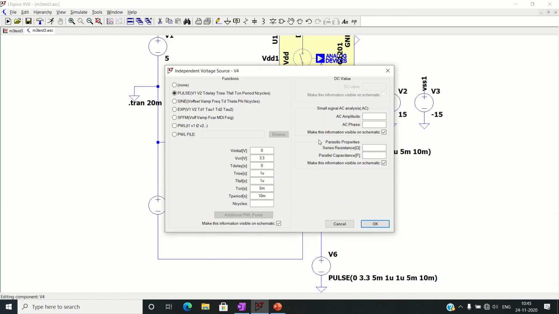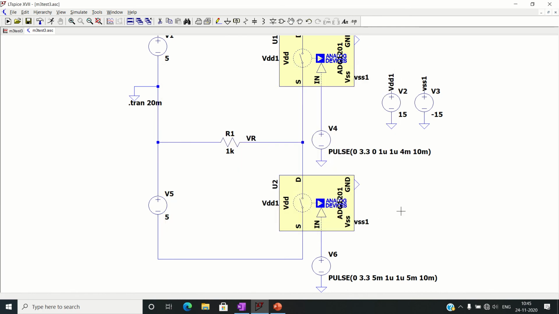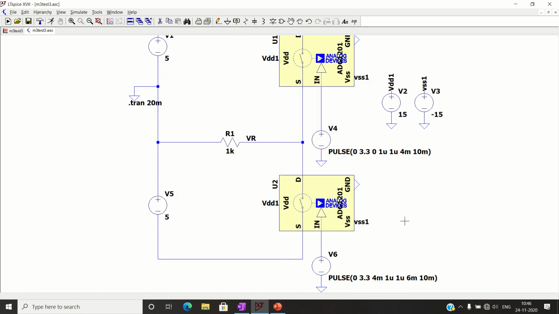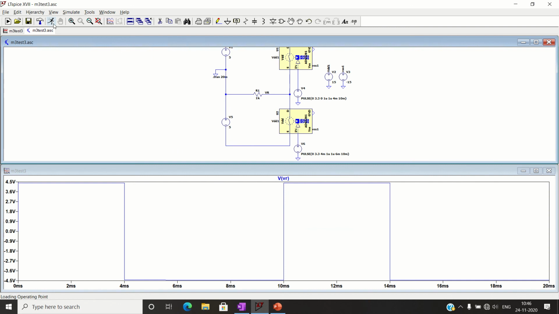So it is going to be on for 4 milliseconds. After 4 milliseconds the other one should turn on, so here I will add a 4 millisecond delay. After that, the next one is going to be on for 6 milliseconds. We'll see what happens. Save, build.